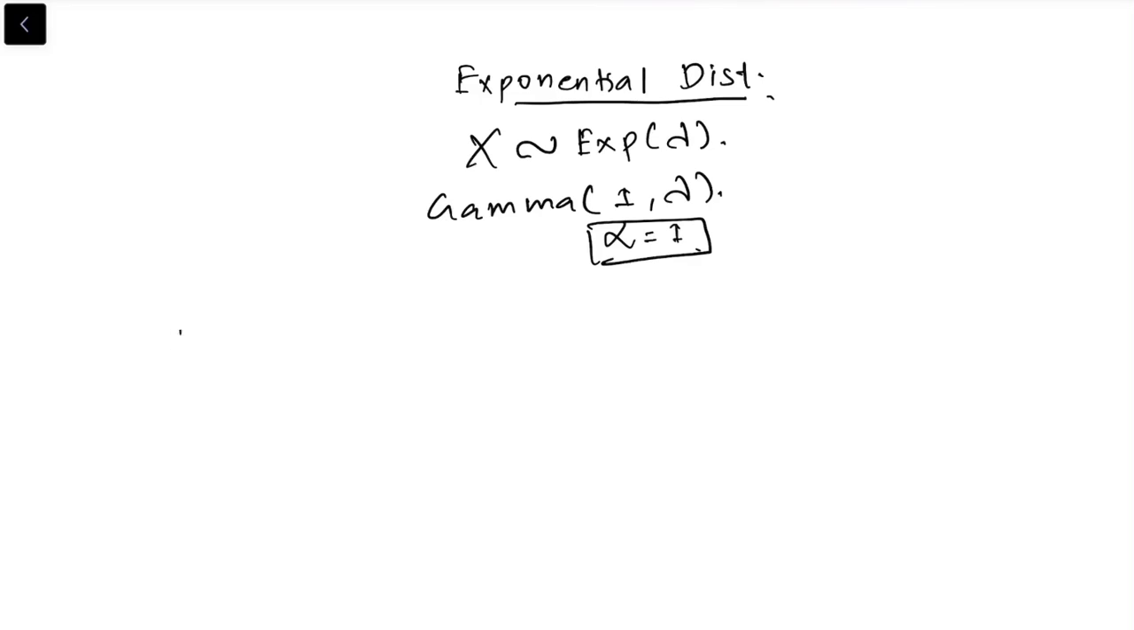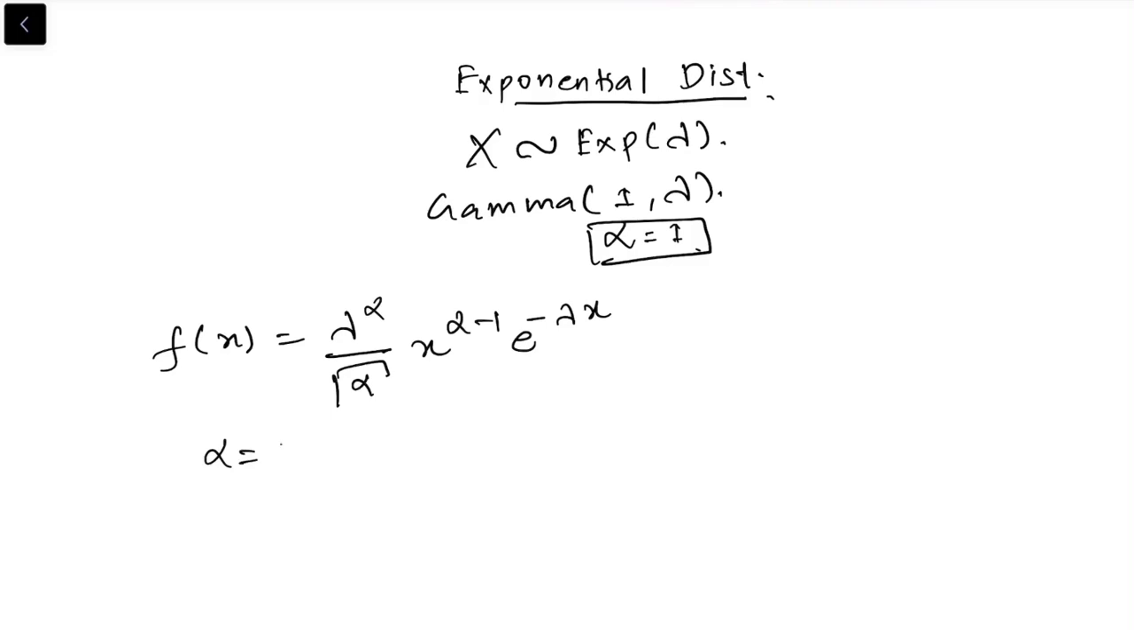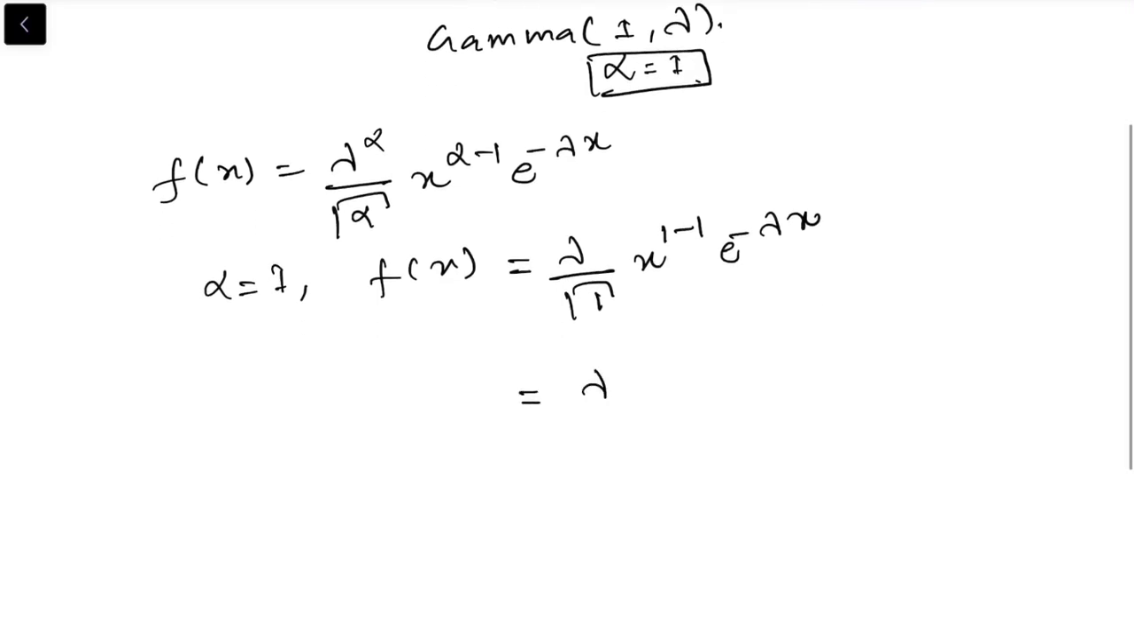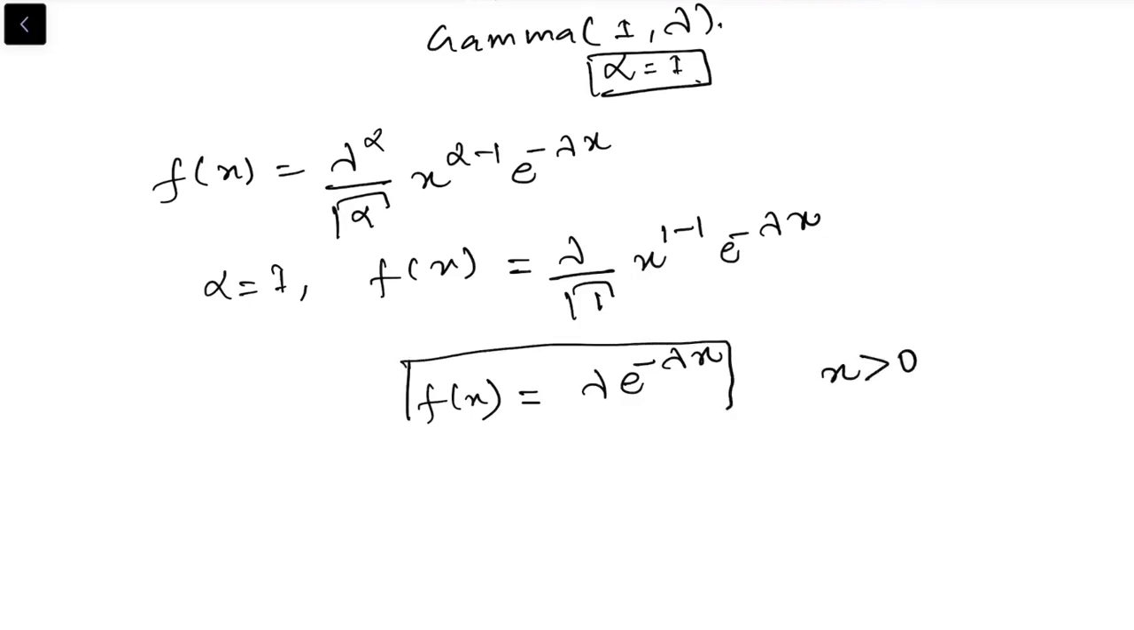Now the PDF of the gamma distribution is lambda to the power alpha divided by gamma alpha, x to the power alpha minus 1, and e to the power minus lambda x. So when you put alpha equals 1, you get the PDF lambda divided by gamma 1, x to the power 1 minus 1, e to the power minus lambda x. So this is lambda e to the power minus lambda x, and this is the PDF of the exponential distribution, where x is greater than 0.